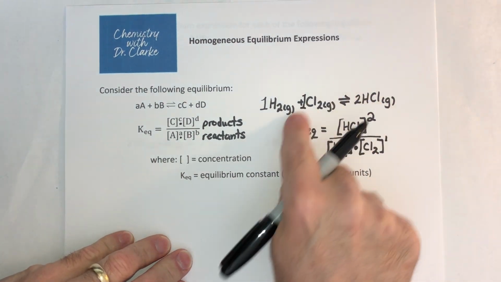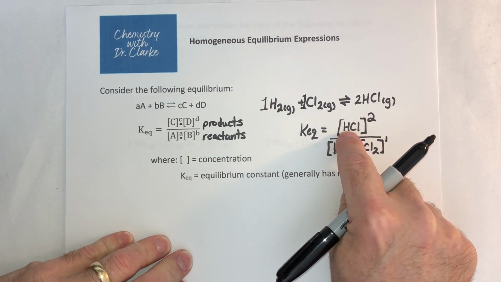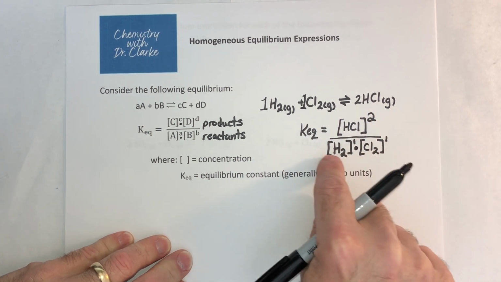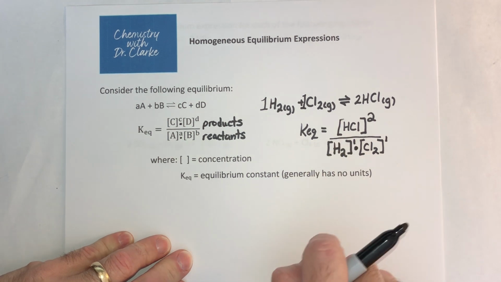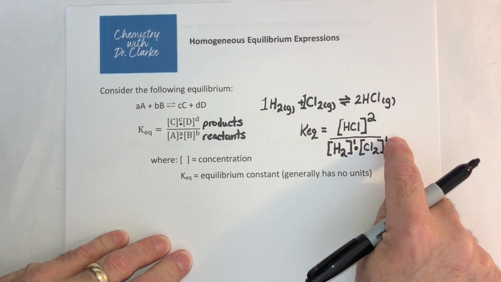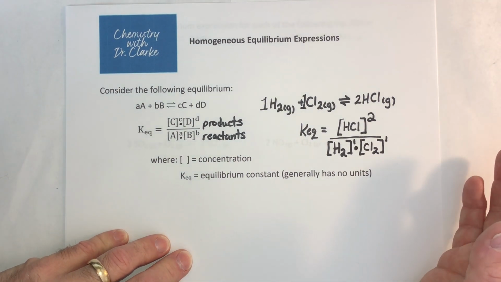So my equilibrium expression for this equilibrium will be the concentration of HCl squared divided by the product of concentration of H2 to the power of 1 and concentration of Cl2 to the power of 1. Okay, so this whole thing is called an equilibrium expression.